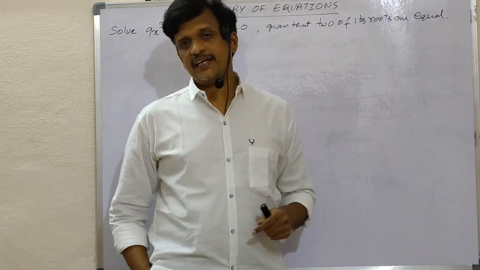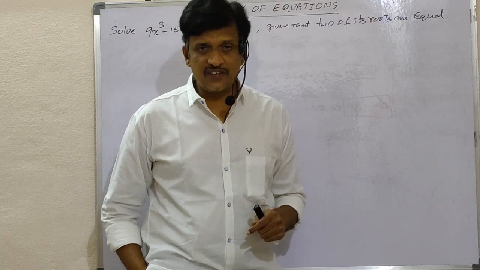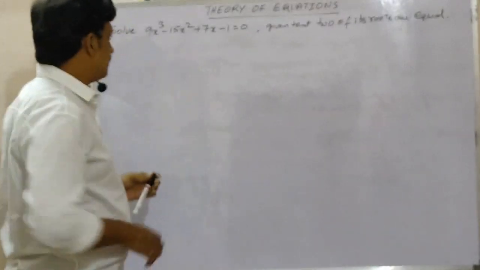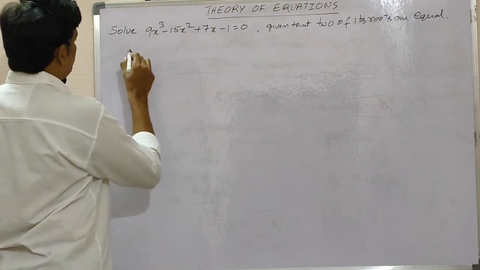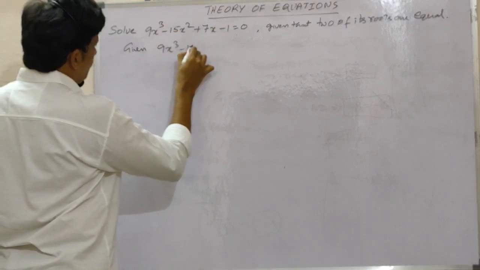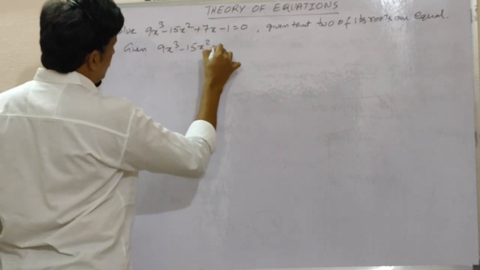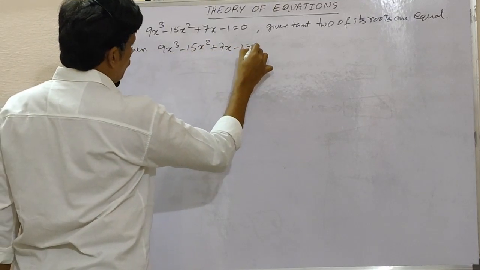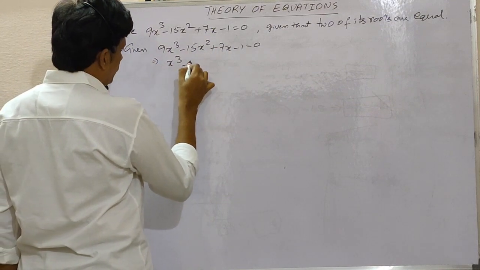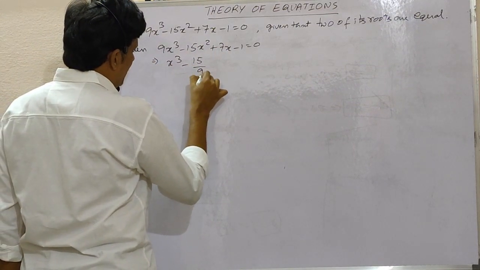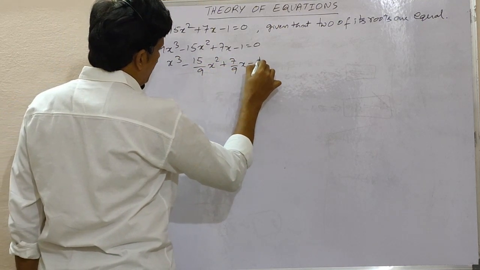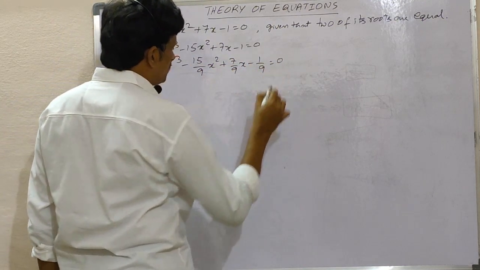But before going to write the S1, S2, S3 conditions, you should verify whether the leading coefficient is 1 or not. Here it is not 1. So, given 9x cube minus 15x square plus 7x minus 1 is equal to 0, divide by 9. Then you are getting x cube minus 15 by 9 x square plus 7 by 9 x minus 1 by 9 is equal to 0.